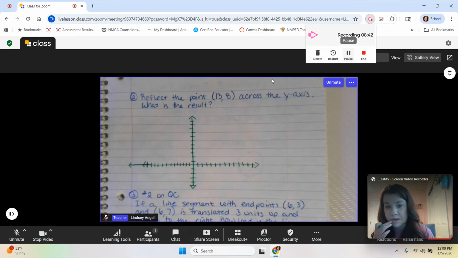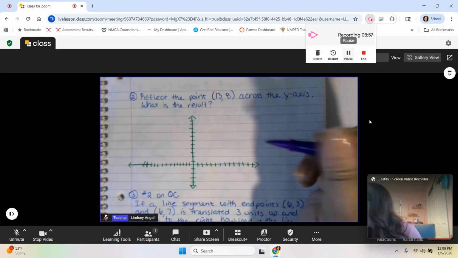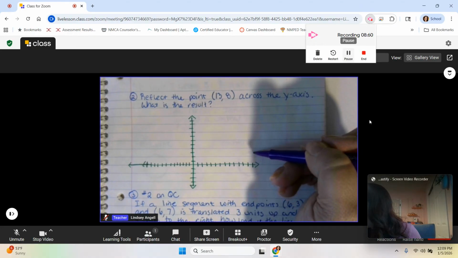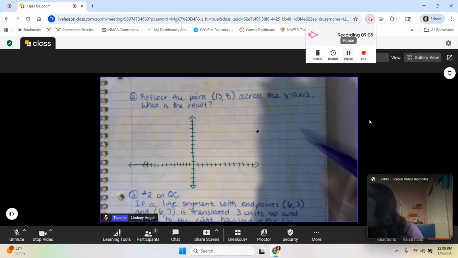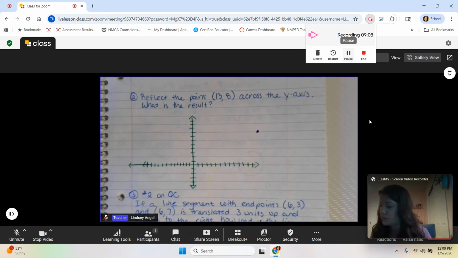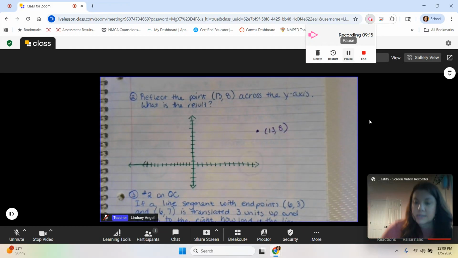Okay, so the first thing that we're going to want to do is plot the original point on the graph. In that case, that's (13, 8). I know this was my 13, and then go up 8: 1, 2, 3, 4, 5, 6, 7, 8. It's a little too far over to the right, but hopefully you get the idea. So this is my original point of (13, 8).